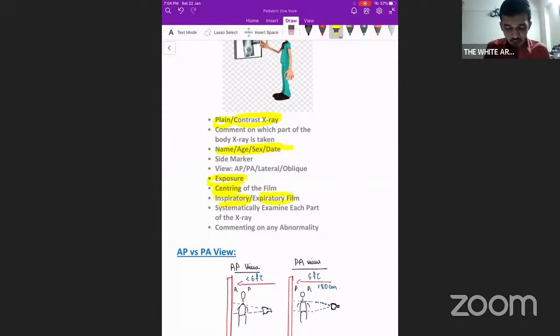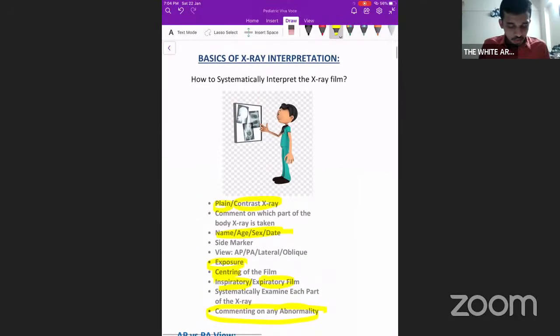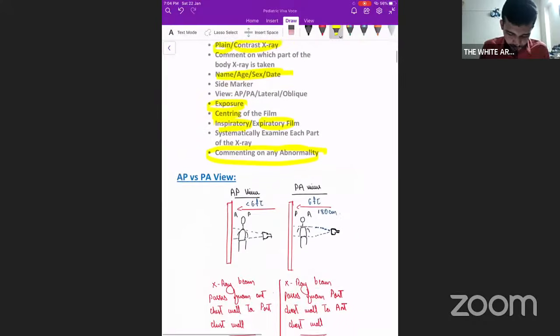Okay, then systematically examine each part of the X-ray. If given a chest X-ray, you'll have to examine all the parts of the chest X-ray, not just the lungs, correct? Finally, the last thing you do is comment about any abnormality. Okay. So that is how we systematically go about interpreting the X-ray film.